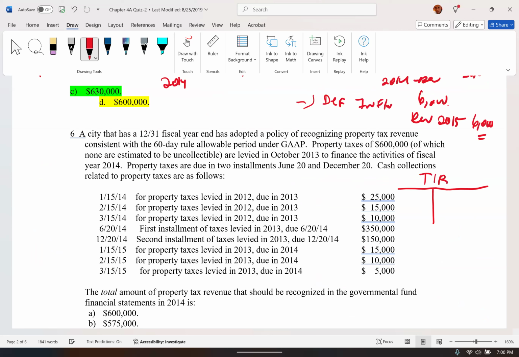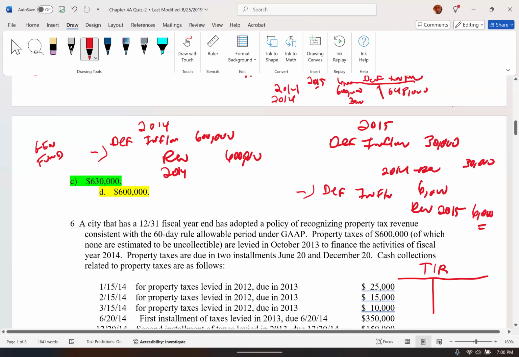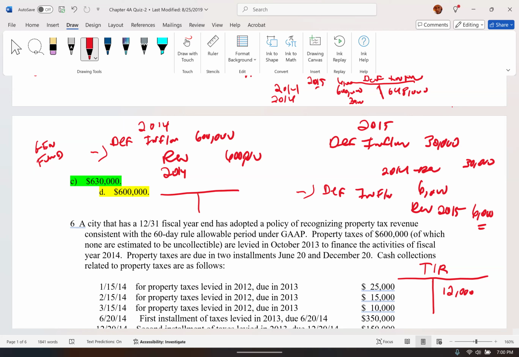In this example, we still would have had a balance of 12,000 that hadn't been collected, because they've told us they've collected the rest, and I don't want to go through the whole story. There's still 12,000 hanging out there, right? And so now they say, you know what? These people are not going to pay that 12,000. I want to write it off.